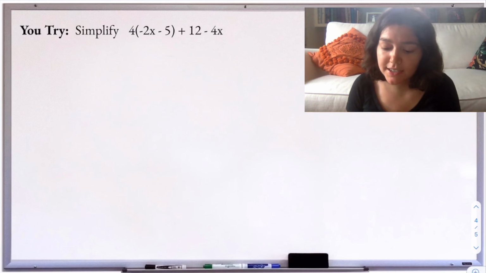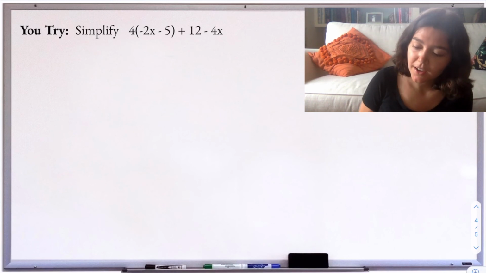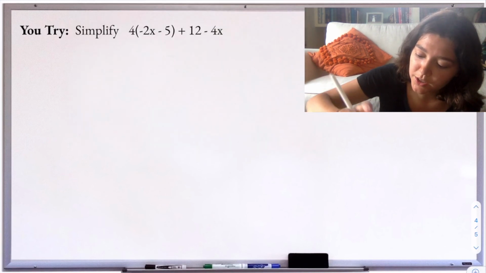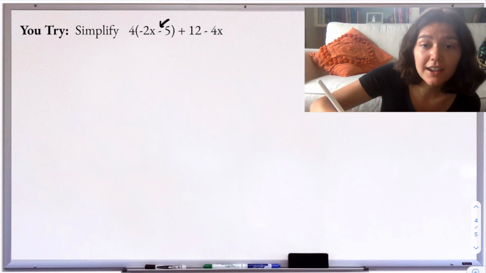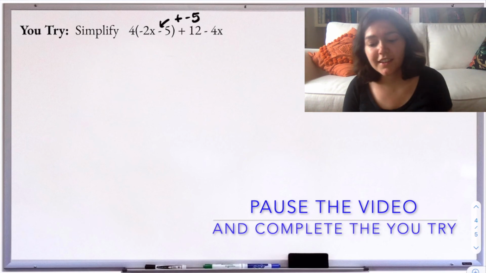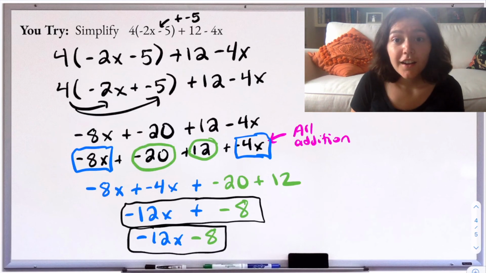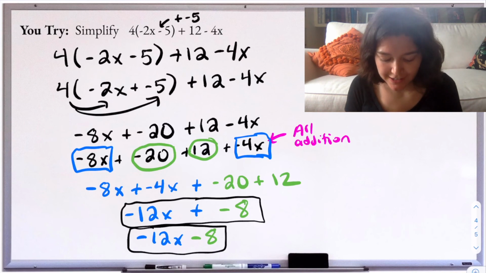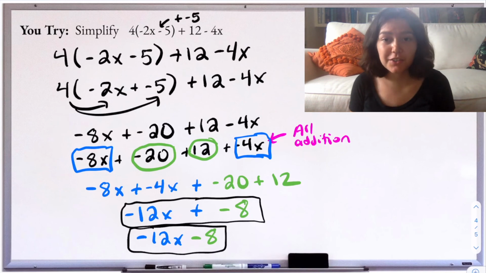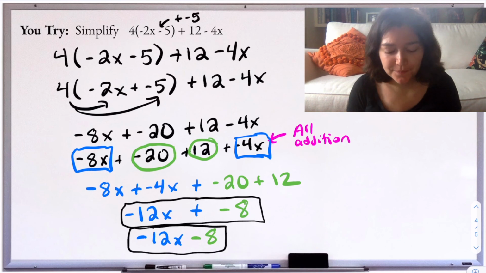We have 4 times -2x minus 5 plus 12 minus 4x. Remember here when we're distributing that it might help us to rewrite that -5 using addition. So we're adding a -5 and then distribute and go from there. Combine the like terms. All right, give it your best shot. All right, and you should get -12x minus 8 or -12x plus -8 because those are equivalent to each other, and they're about equally simplified.